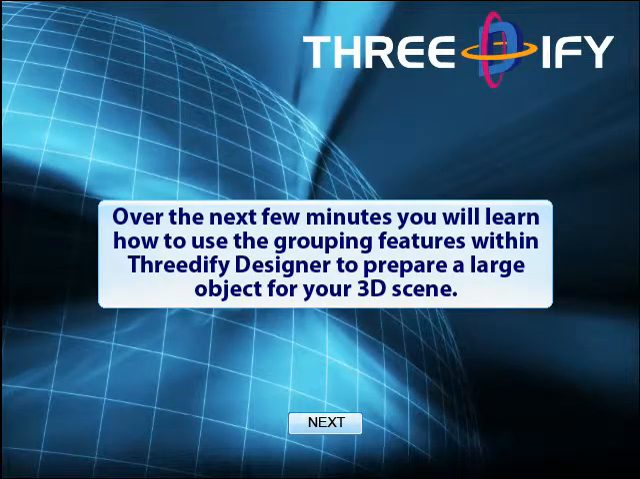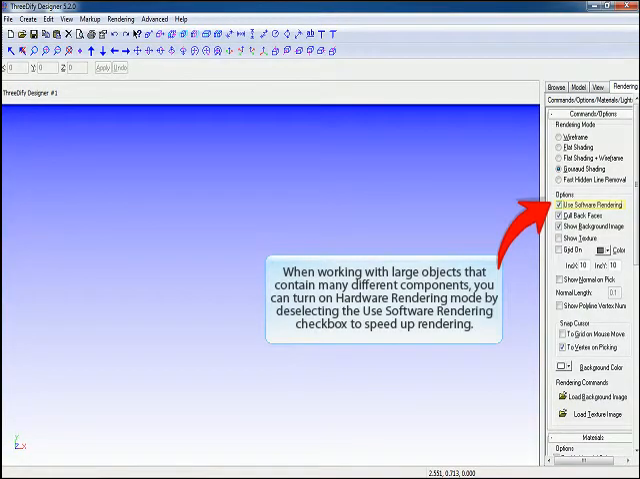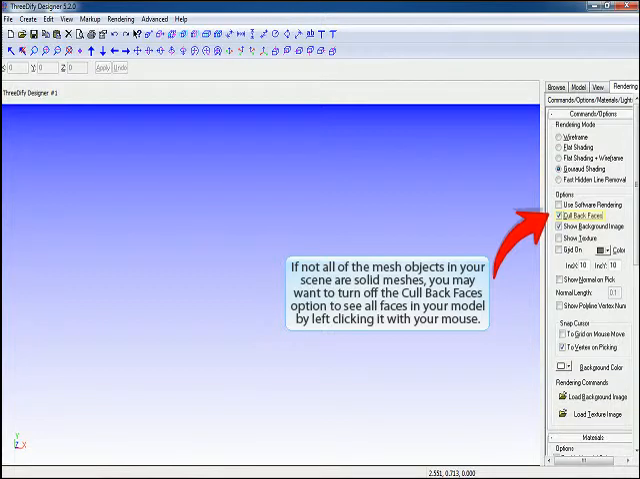Over the next few minutes you will learn how to use the grouping features within ThreeDify Designer to prepare a large object for your 3D scene. When working with large objects that contain many different components, you can turn on hardware rendering mode by deselecting the Use Software Rendering checkbox to speed up rendering. If not all of the mesh objects in your scene are solid meshes, you may want to turn off the Cull Back Faces option to see all faces in your model by left-clicking it with your mouse.